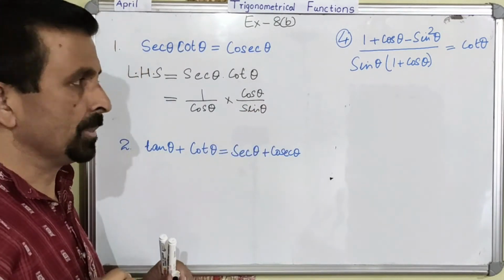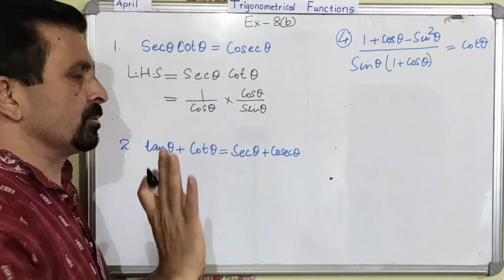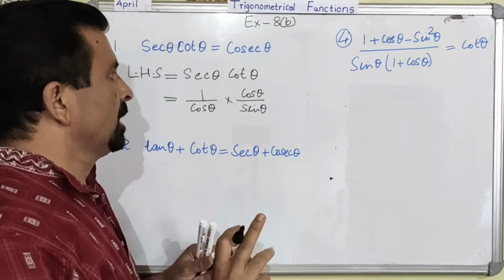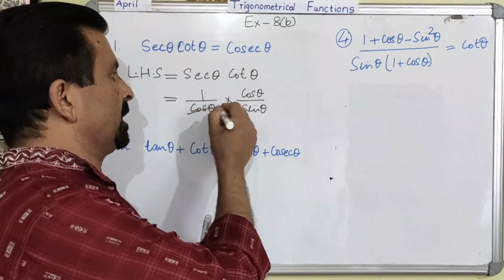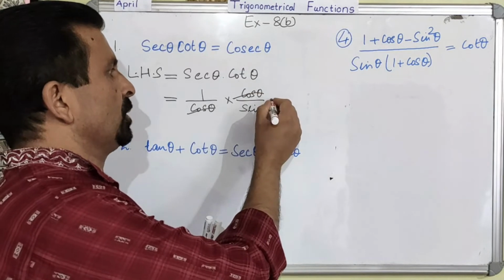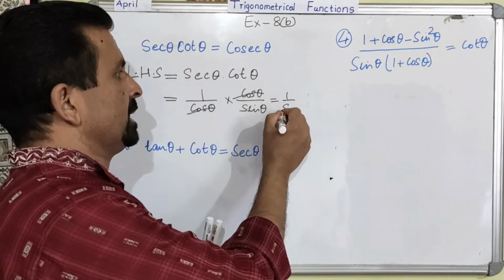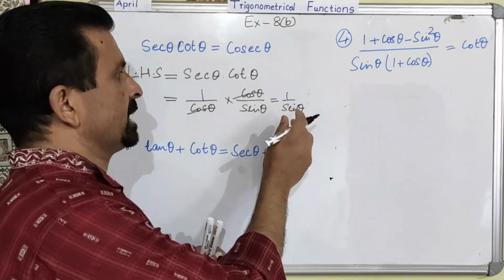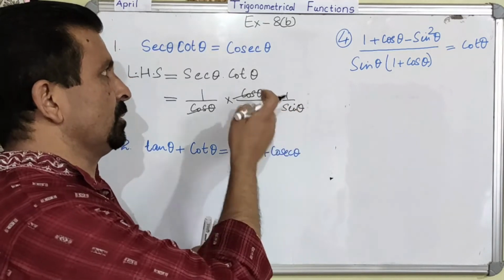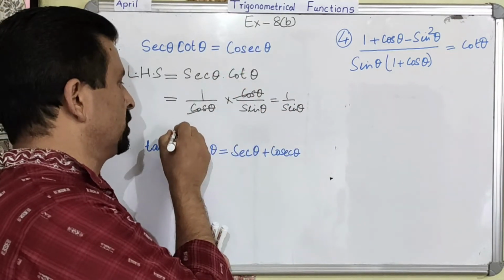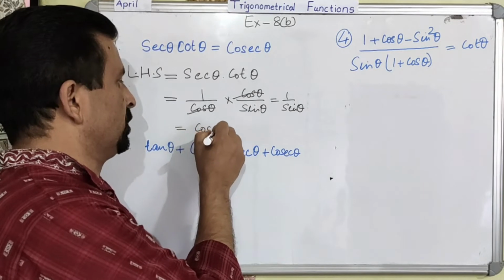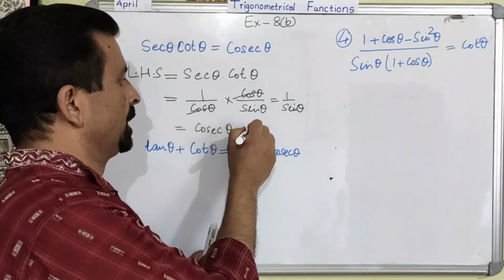Am I clear or not? So I have just converted this into the fundamental trigonometrical ratios, and then after this we simplify. Cos theta cancels. Now you are left with 1 over sine theta. What is 1 over sine theta? It is equal to cosec theta. This is how you got your right hand side.